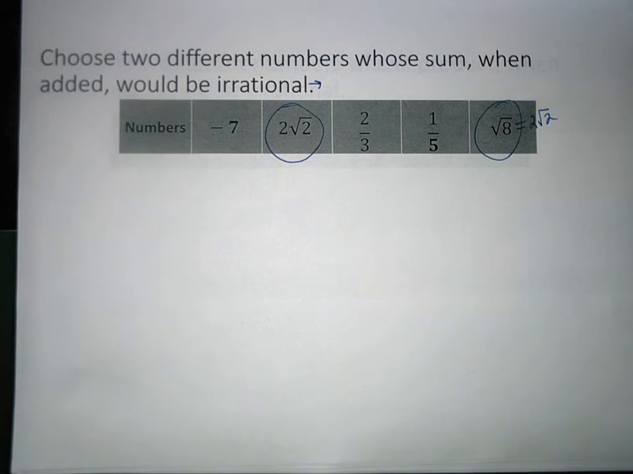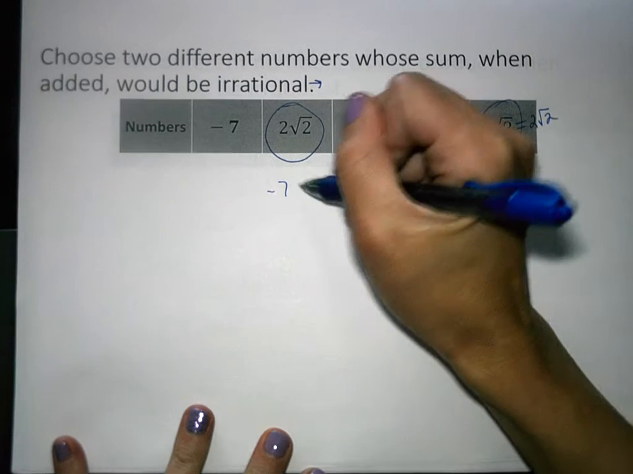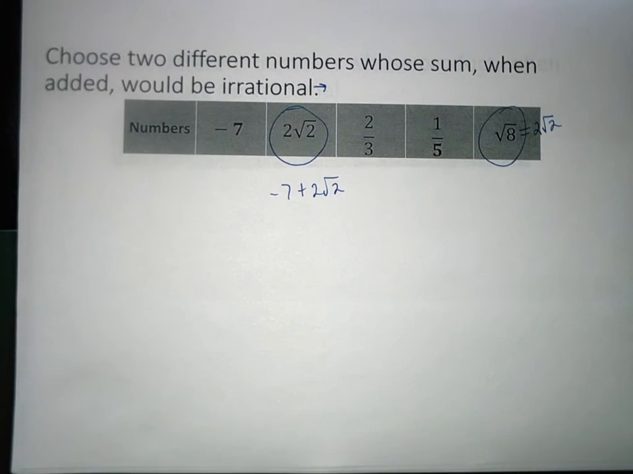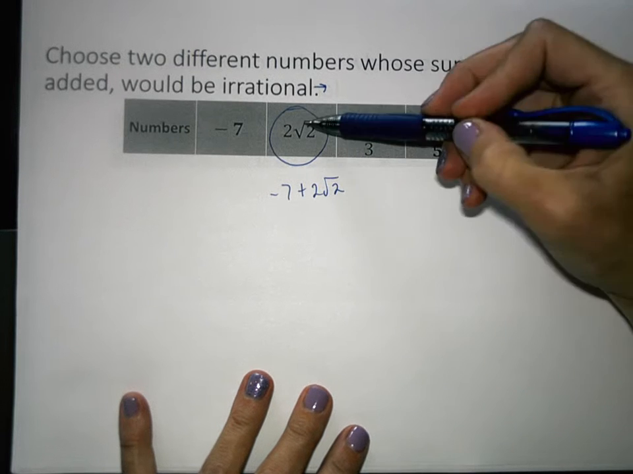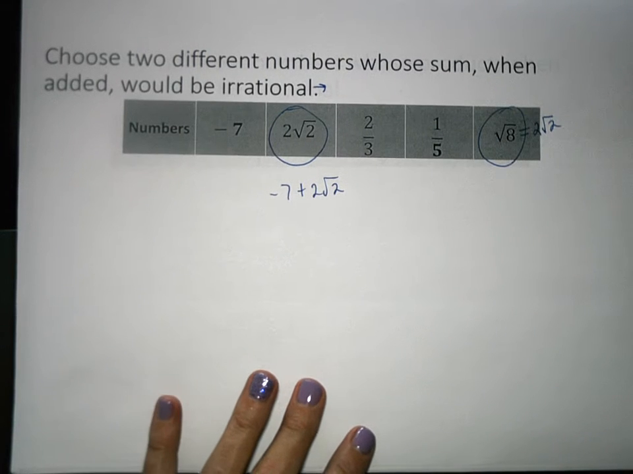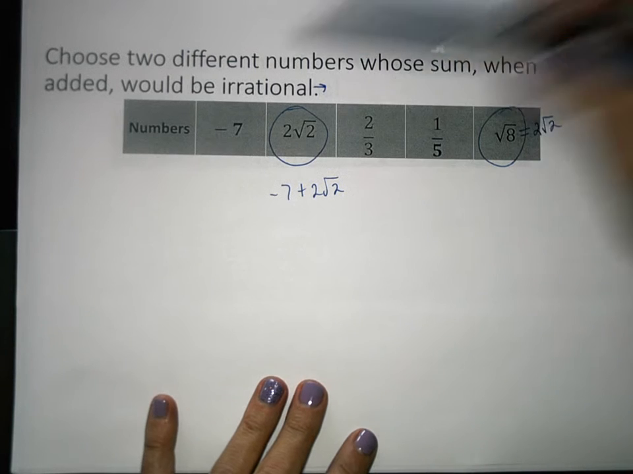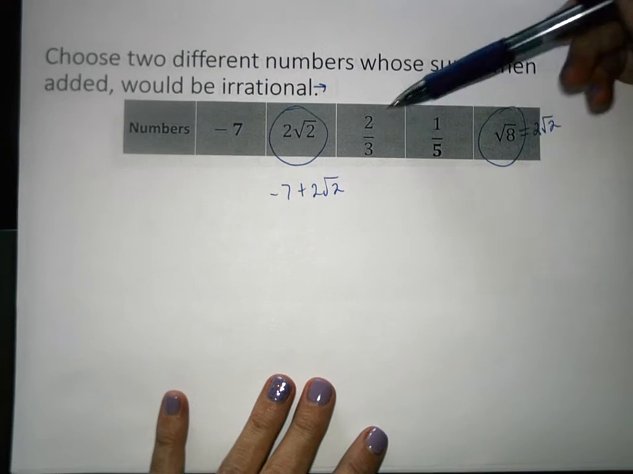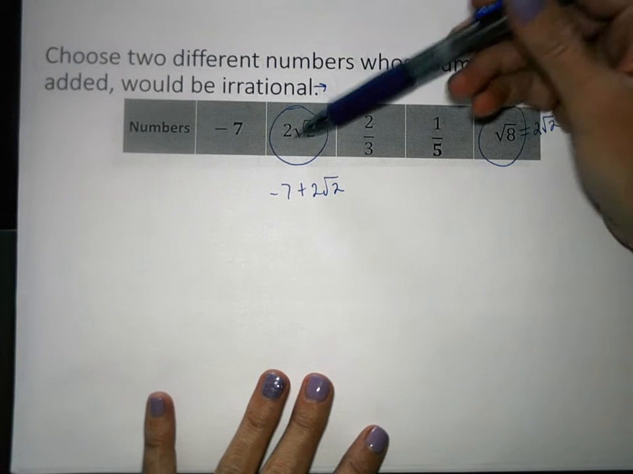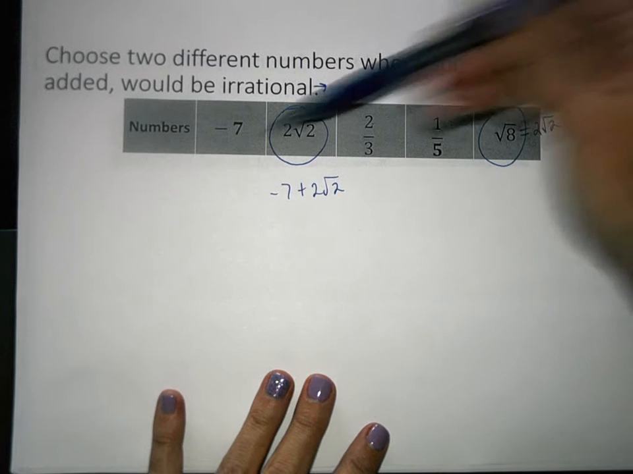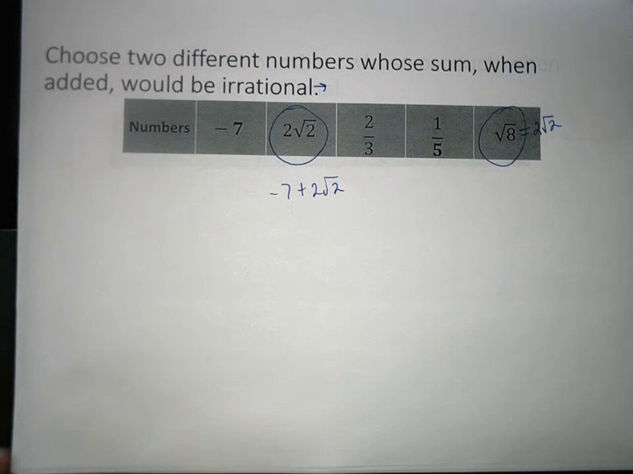So there are lots of different answers that you could possibly choose for this. -7 plus 2 root 2 is a possible answer. If you were to add those, it's going to be an irrational number because you have a root with your answer. 2 root 2 plus 2/3, 2 root 2 plus 1/5. All of those would be examples. Additionally, you could use the root 8. So you could have -7 plus root 8, 2/3 plus root 8, 1/5 plus root 8. Also, 2 root 2 and root 8, if you add those together, those will also be irrational because they would end up adding to be 4 root 2, which is also irrational.